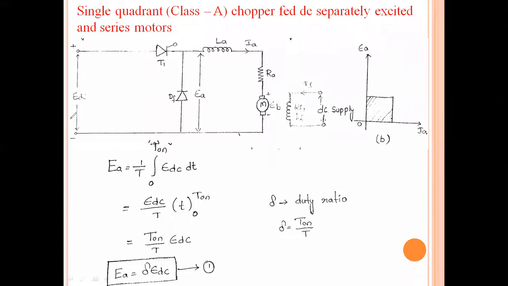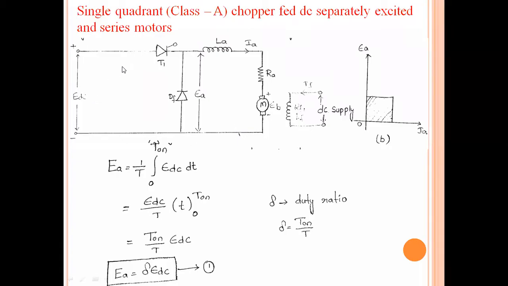Very good morning, everyone. Today we will see the single quadrant or first quadrant chopper. This is also called as class A chopper. Class A chopper, or single quadrant or first quadrant chopper operation, with the help of DC separately excited as well as the DC series motors. Both the motors I will discuss here itself.